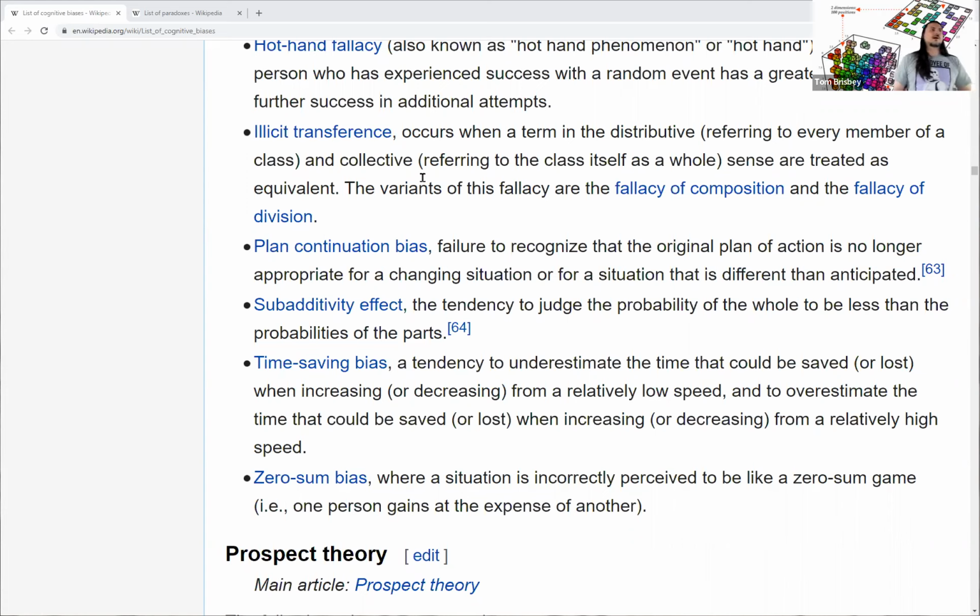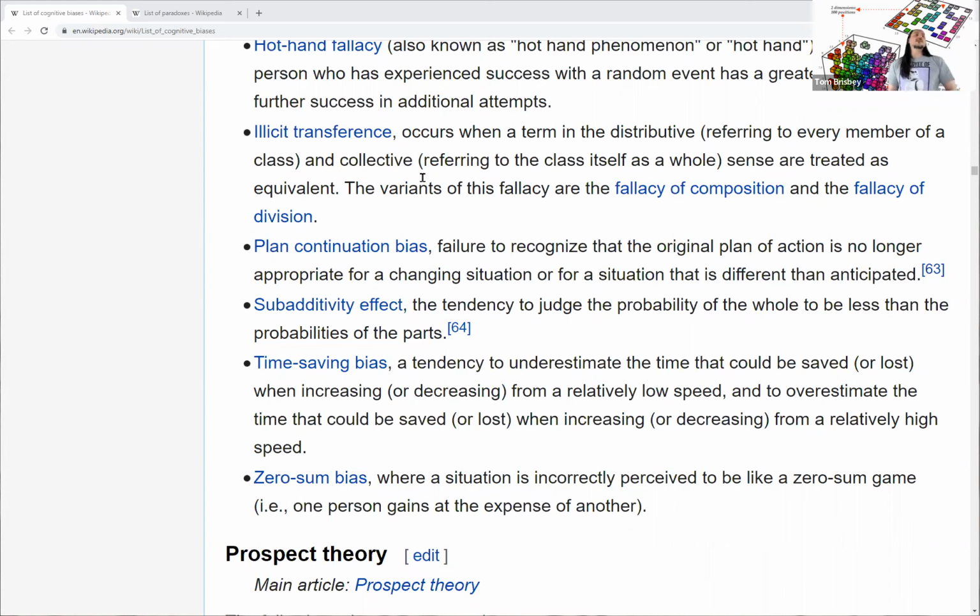Plan continuation bias, failure to recognize that the original plan of action is no longer appropriate for a changing situation. Yeah, that's being stuck in a bad path. Hey, circumstances have evolved. Your plan needs to evolve to include those circumstances. If it cannot, then yeah, you're just stuck in your ways.